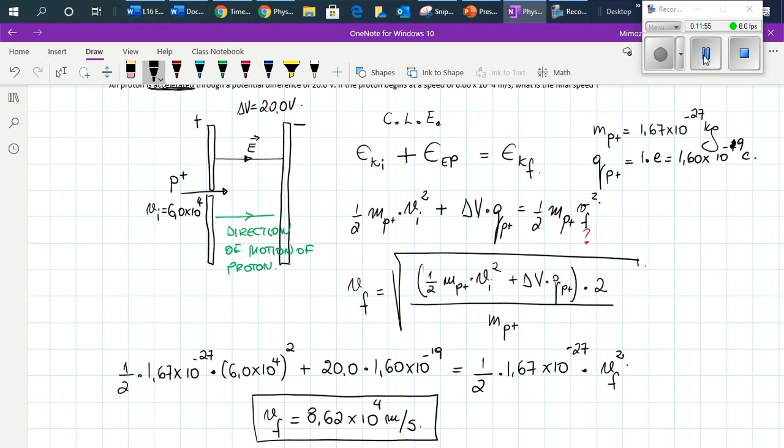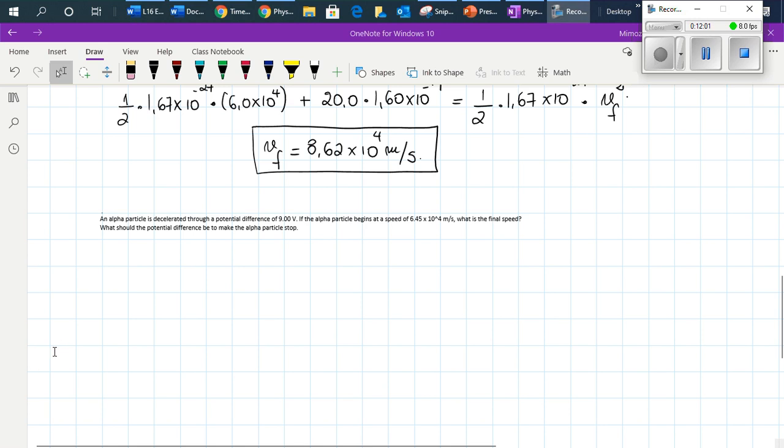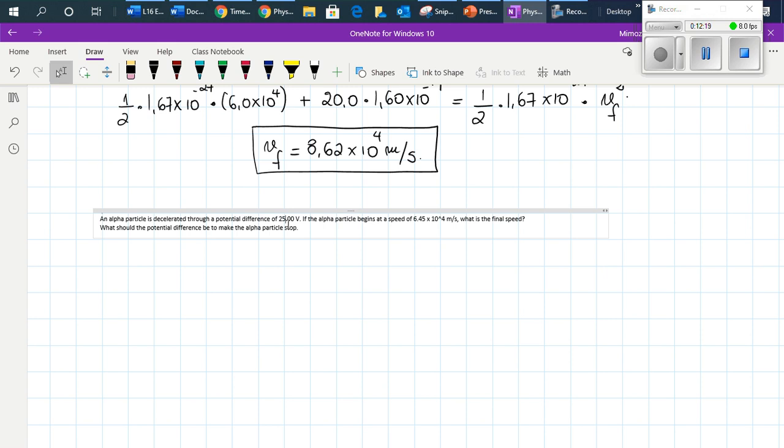Okay, we'll bring another example and then we'll continue with it. So let's take a look at this question now. We have an alpha particle that is decelerating through a difference of potential of, let's make it, 25 volts. If the alpha particle starts with a speed of 6.47 times 10 to the power of 4, what is the final speed? And the second part of this question is, what should the potential difference between the plates be to make the alpha particle stop?